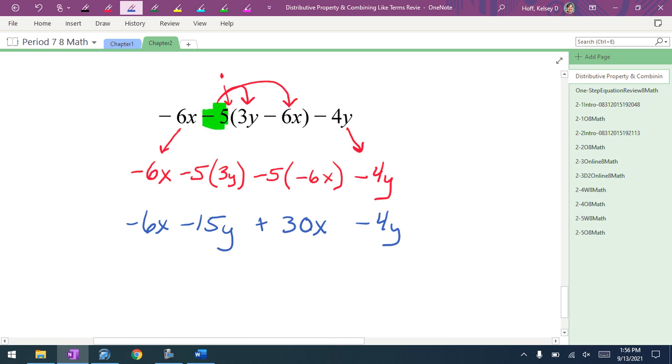Make sure you have a sign between all of these, because that's going to tell you if you add or if you subtract. If the number is positive, it's a plus sign. If it's negative, it's a minus sign.